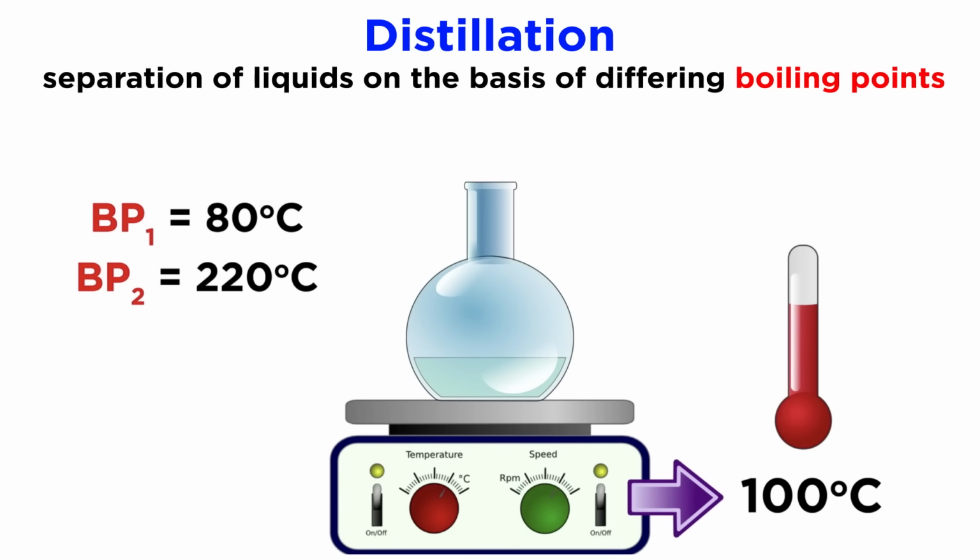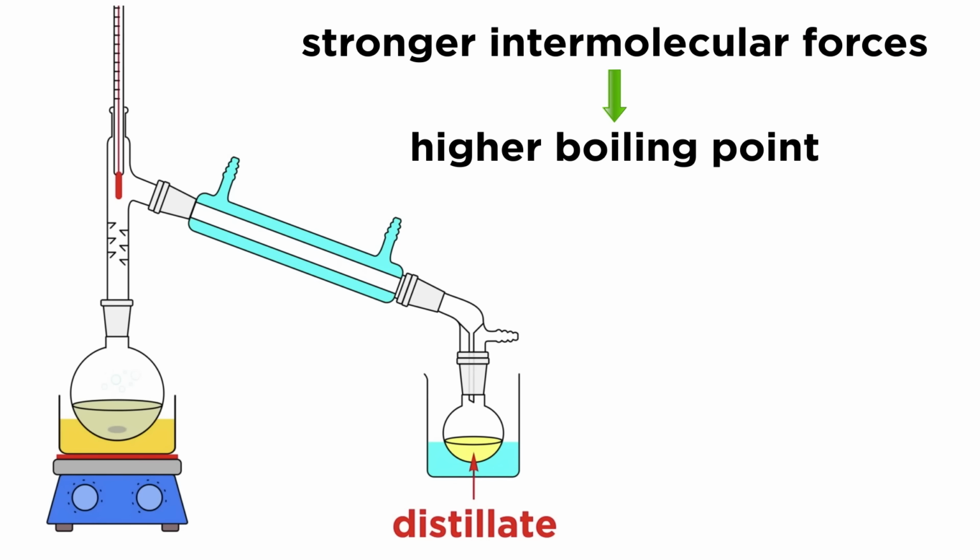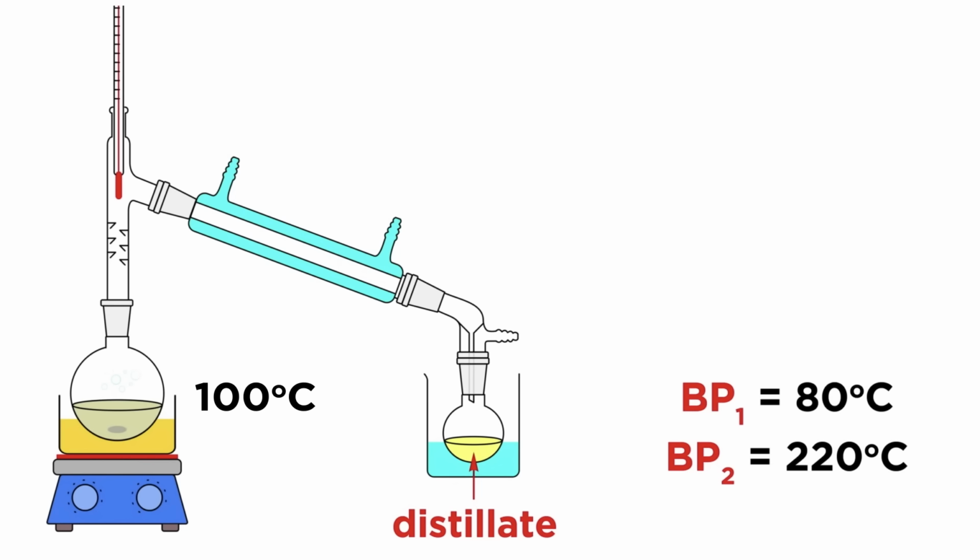Distillation is another separation technique, though it separates components of a mixture on the basis of differing boiling points. We know that the stronger the intermolecular forces, the higher a substance will boil, as those interactions must cease in order for vaporization to occur. So a mixture is heated until it is at a temperature that is above the boiling point of one component, but below the boiling point of the other. This way, one component vaporizes and the other does not.